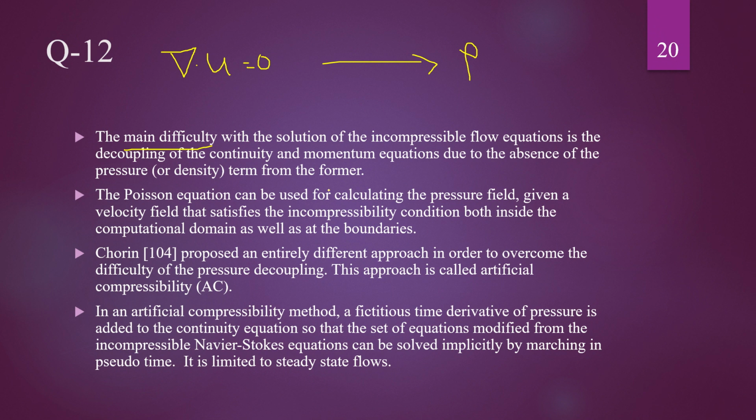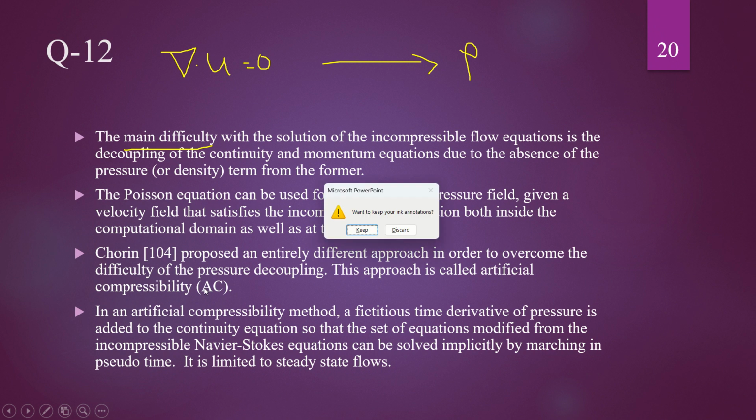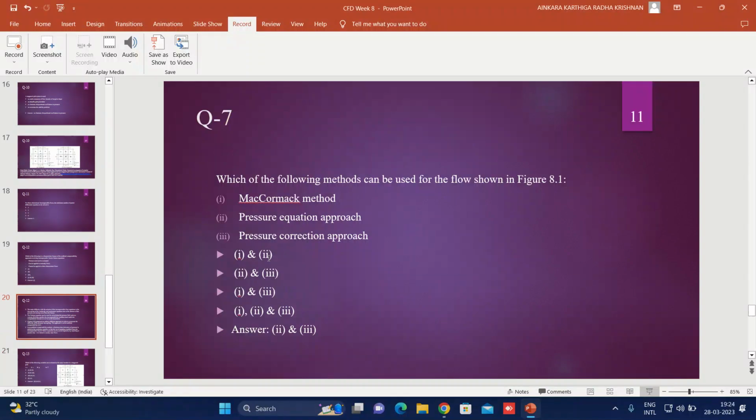So the Poisson equation can be used for calculating the pressure field given a velocity field that satisfies the incompressibility condition, both inside the computational domain as well as at the boundaries. So Chorin proposed an entirely different approach in order to overcome the difficulty of the pressure decoupling. This approach is called artificial compressibility. This artificial compressibility method was given by Chorin.